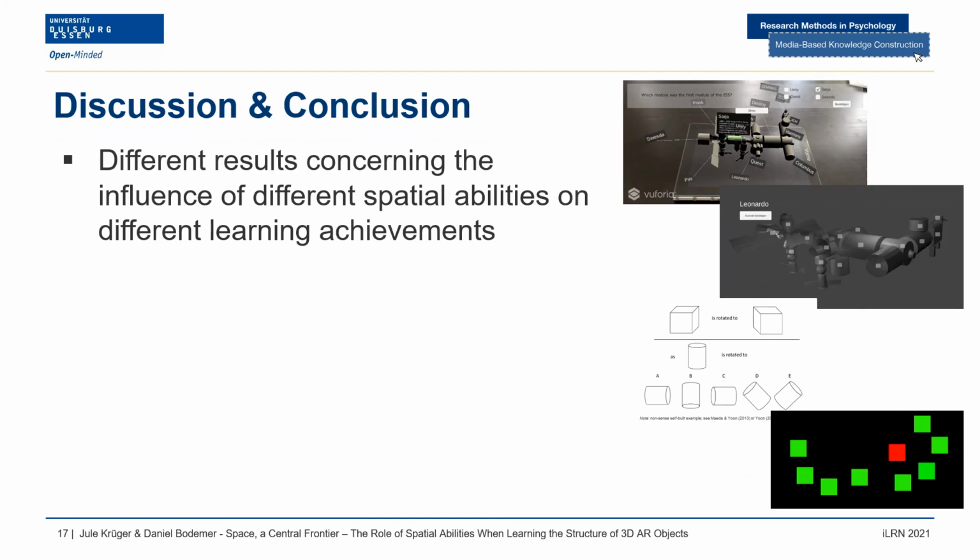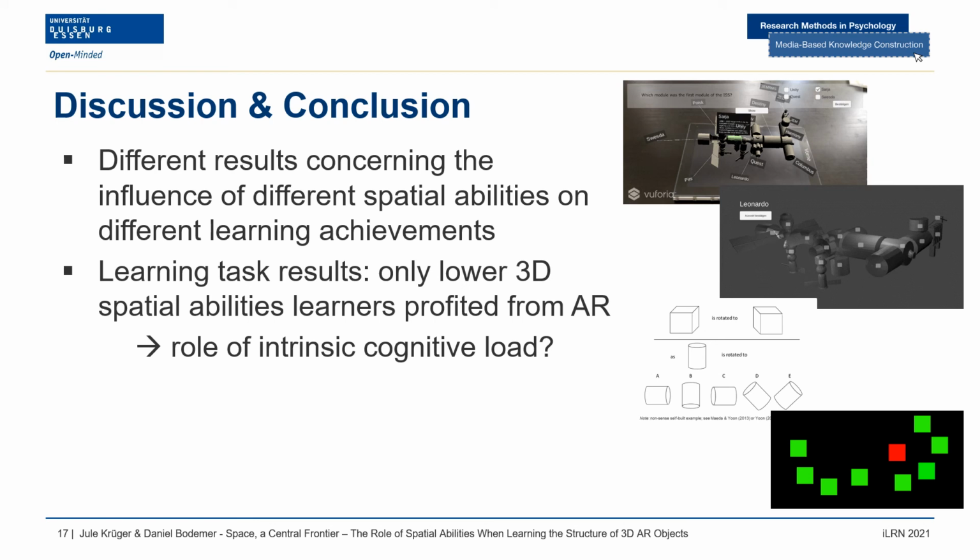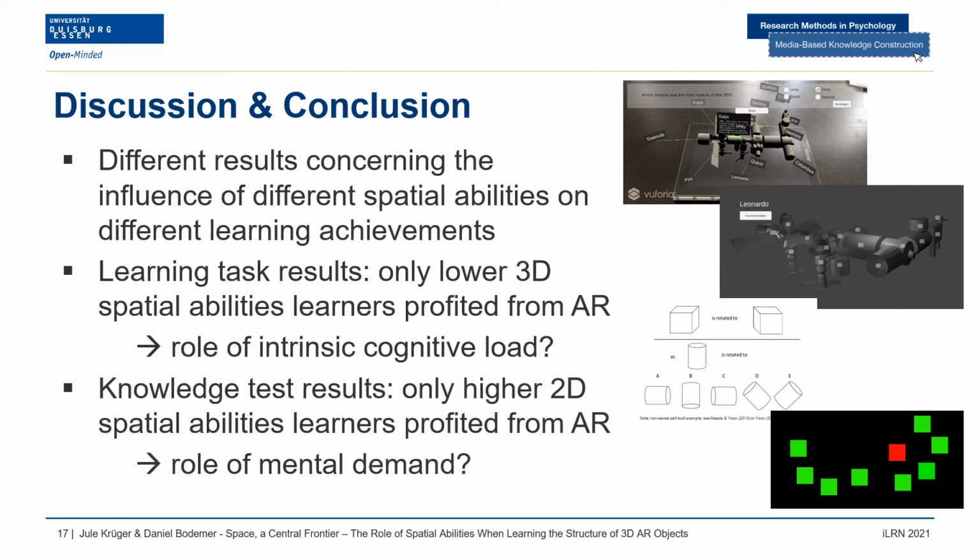In this pilot study, we thus found that learning with a 3D AR visualization was influenced differently through different spatial abilities and concerning different achievement variables. Concerning learning task results, only lower 3D spatial visualization abilities learners profited from AR, and somehow an increase in intrinsic cognitive load may have played a role here that is not completely straightforward. Concerning knowledge test results, only higher 2D spatial memory abilities learners profited from AR, and this may have been due to an increase in mental demand for lower abilities learners during test execution.